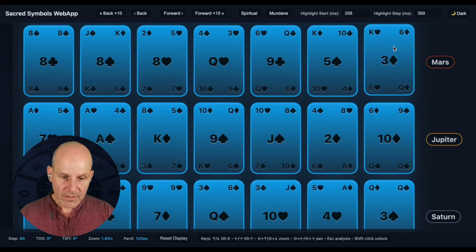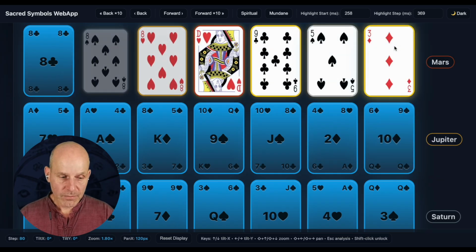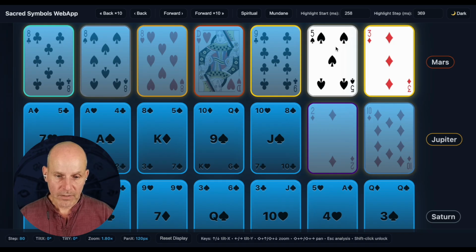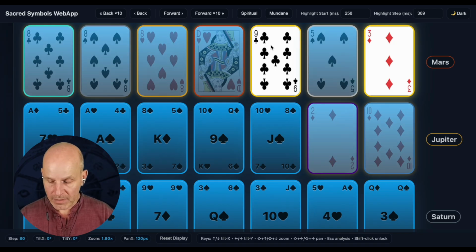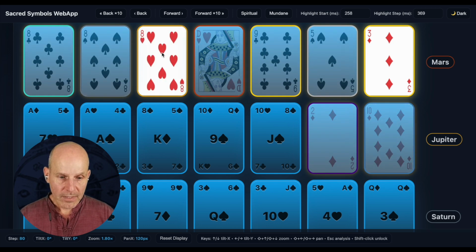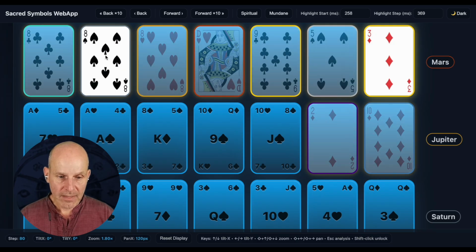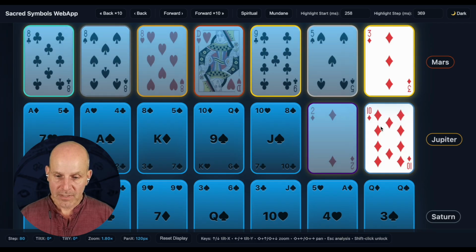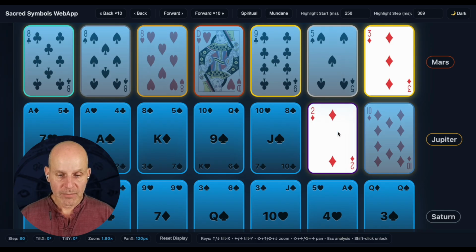I just want to bring in quickly Donald Trump's spread this year. So he is with the Three of Diamonds birth card. He's got a Five of Spades in Mercury, a Nine of Clubs in Venus, a Queen of Hearts in Mars, an Eight of Hearts in Jupiter, an Eight of Spades in Saturn, another Eight of Clubs, which is a fixed card, in Uranus, a Ten of Diamonds in Neptune, and a Two of Clubs in Pluto.